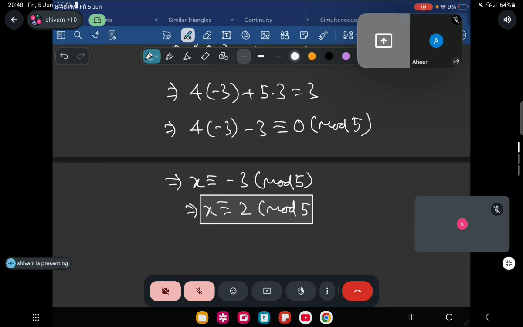2 into 10, 3 into 10, 5 into 10, based on number theory. So keep practicing from the challenge page, sir. So will it be a 3-hour test?